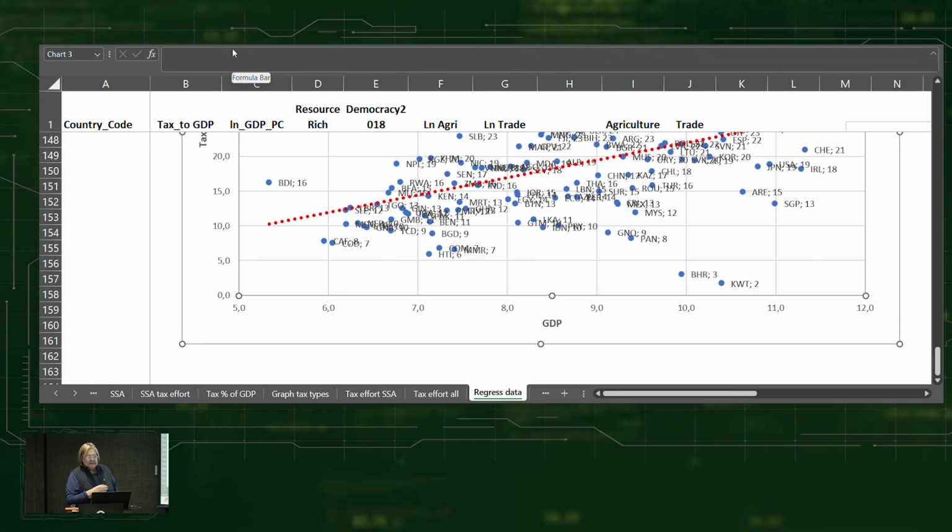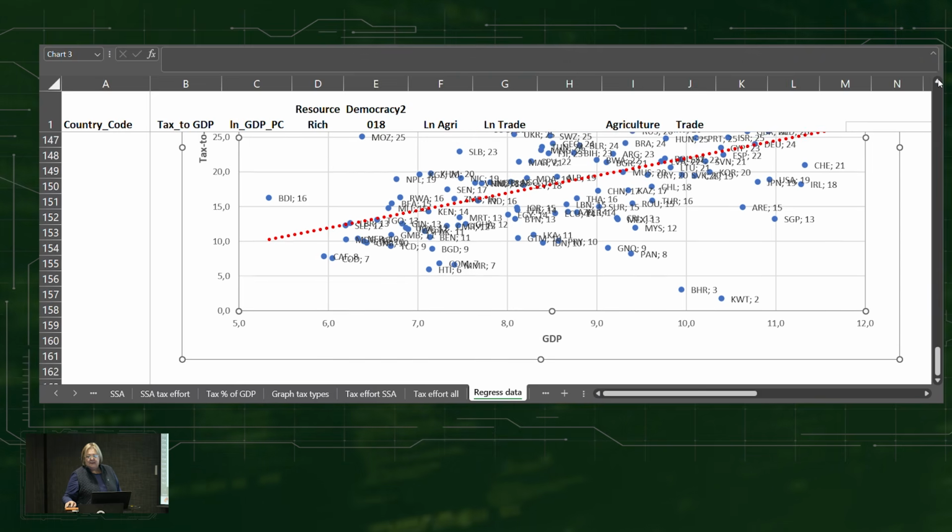Okay, is there anyone else? So we've got Liberia. Just go and look at what your country's per capita GDP is, and then more or less what your tax to GDP ratio is, and you should find yourself on the chart. Is there anyone that couldn't find their country?